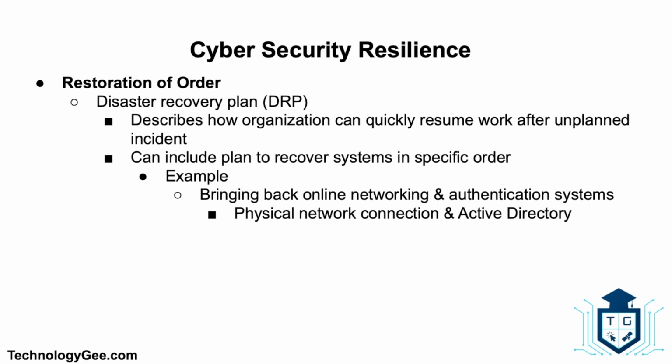Next concept is called restoration order. A disaster recovery plan is a documented, structured approach that describes how an organization can quickly resume work after an unplanned incident. Once that is established, an organization can include within the plan all systems that need to be recovered and in what order they need to be recovered. For example, certain systems would be required to be back online prior to anything else, like networking and authentication services, such as the physical network connection and Active Directory.